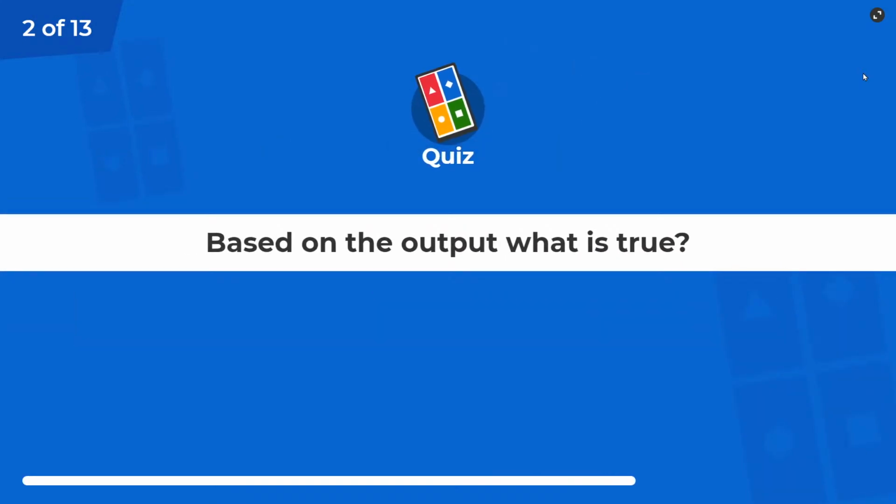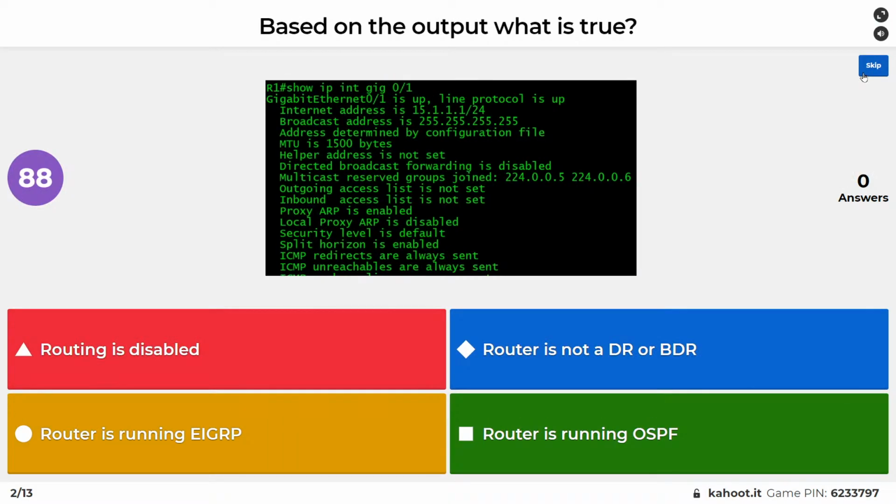Here's question number 2. Based on the output that's about to pop up, what is true? I'm looking for a single answer here, I believe. Yep, I just peeked at all the answers. I'm just looking for one answer.